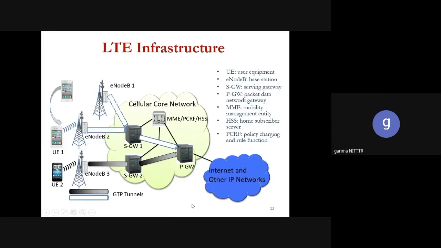So if we look at a broad view of the LTE infrastructure, you can see through this diagram that we have different user equipments. Those user equipments are connected to different e-node Bs, and finally e-node Bs are connected to your core network. That whole system is called EPS, but this core network is called the Evolved Packet Core, or EPC. Now this core network has some gateways. One is your S gateway, one is your P gateway. The S gateways are called serving gateways and the P gateways are called packet gateways.